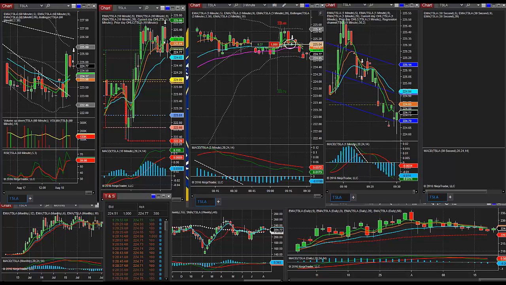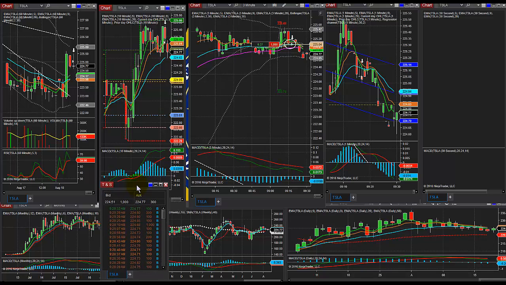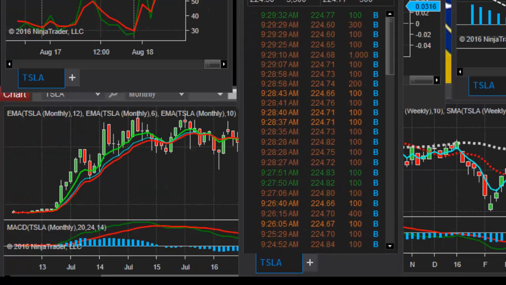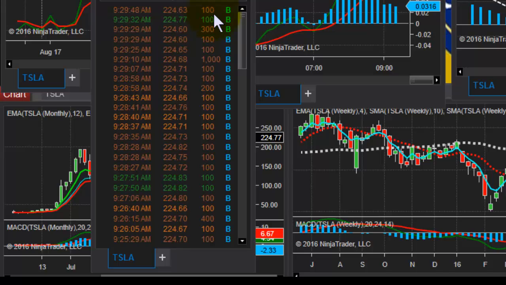So the trade is slowly progressing in our favor. I would have liked to have seen a little faster movement on the time and sales right here. I'd like to see a quicker tempo, but even though the tempo's not that quick, to the downside, we did see a lot of sells, a lot of bids here.